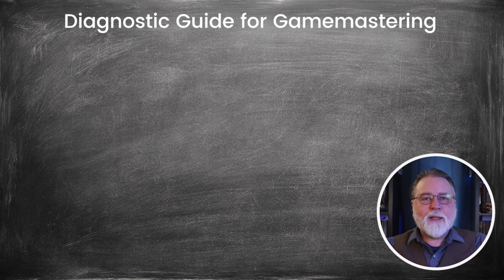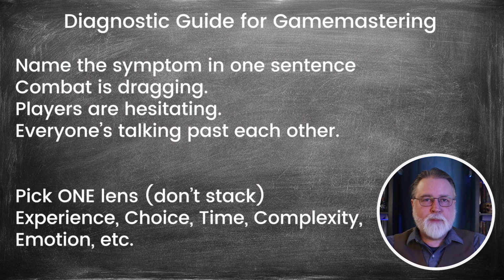So now let's take a look at some examples. So the step-by-step Game Master diagnostic loop looks something like this. You name the symptom in one sentence. Combat is dragging, players are hesitating, everyone is talking past each other. And you pick one lens. They don't stack. So experience, choice, time, complexity, emotion, etc.